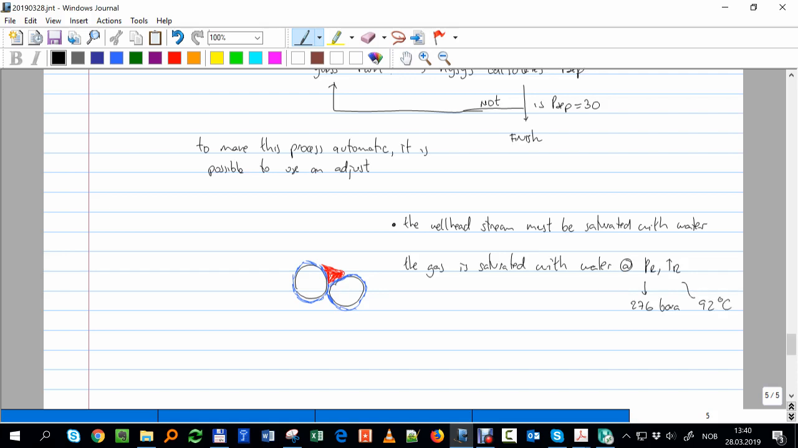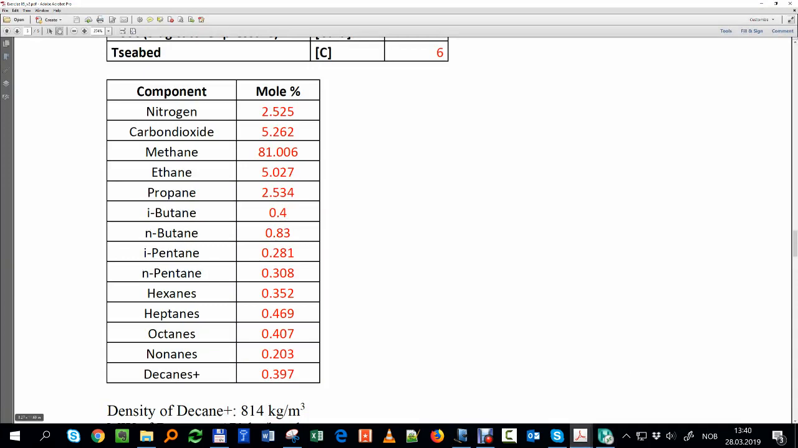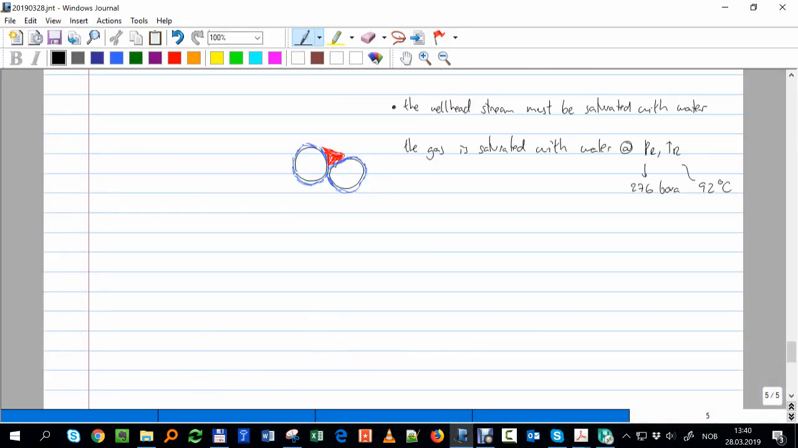So we know now we cannot use simply these hydrocarbons that I have provided. I have to add water as one component. Schematically, I have the stream from the well, which will be hydrocarbon gas. Then I have a mixer, and I mix it with water. All of this will happen at reservoir pressure and reservoir temperature. Finally, I will end up with this, which is basically reservoir gas.